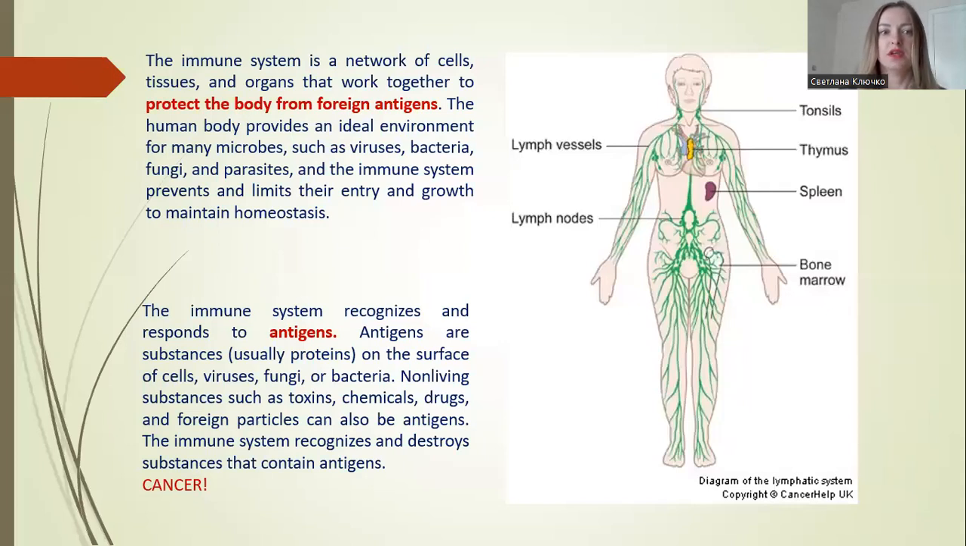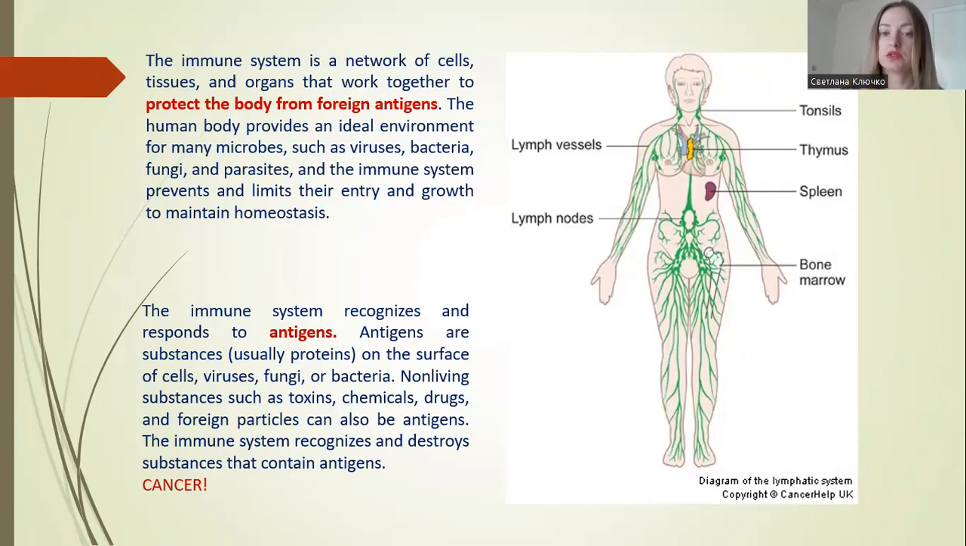The immune system is a network of cells, tissues, and organs that work together to protect the body from foreign antigens. The human body provides an ideal environment for many microbes such as viruses, bacteria, fungi, and parasites, and the immune system prevents and limits their entry and growth to maintain homeostasis. The immune system recognizes and responds to antigens.